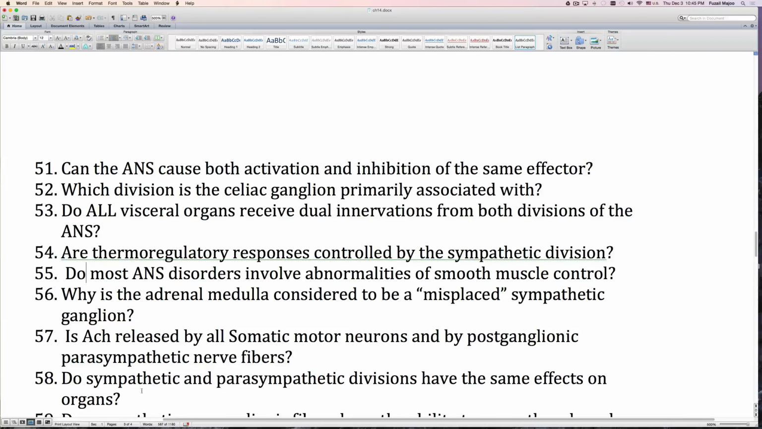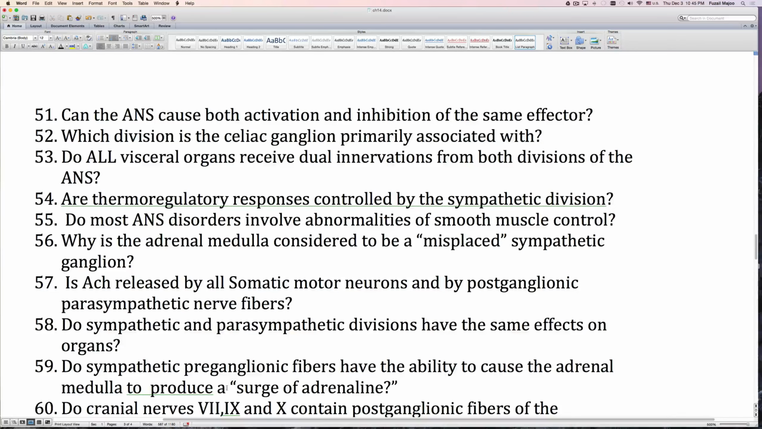Number 58. Do sympathetic and parasympathetic divisions have the same effects on organs? Number 59. Do sympathetic preganglionic fibers have the ability to cause the adrenal medulla to produce a surge of adrenaline?